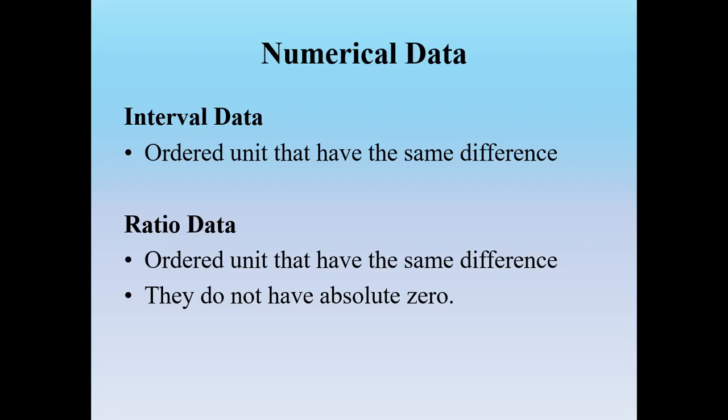For example, the temperature is given as -10, -5, 0, +5 and +10. This is for the interval data. Now for the ratio data, the ratio values are also ordered units that have the same difference. The ratio values are the same as the interval values, with the difference that they do have an absolute 0. Examples are height, weight, length, etc. This is for the numerical data.